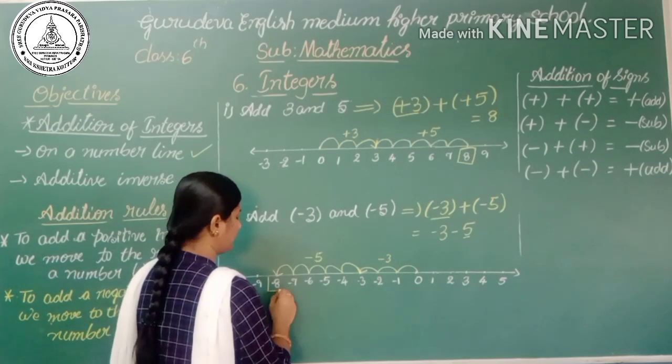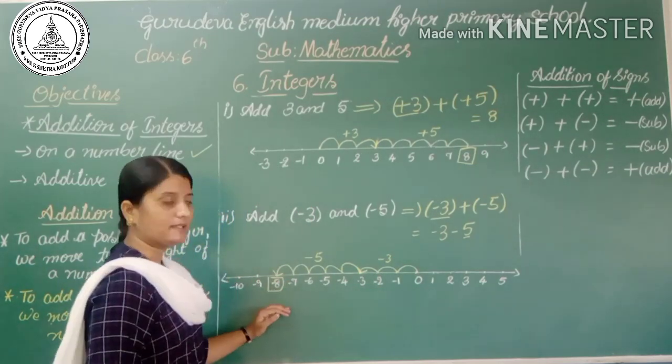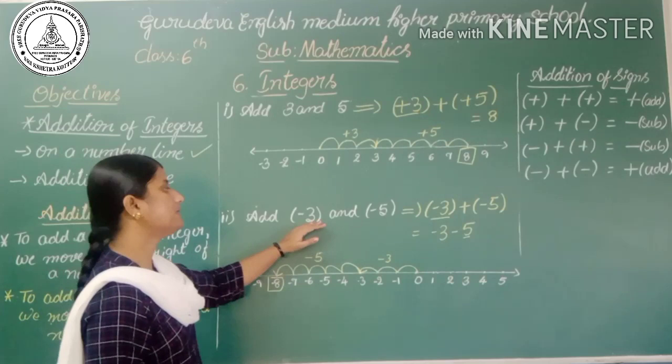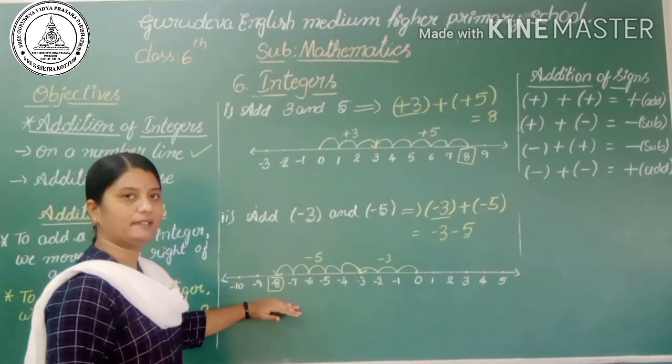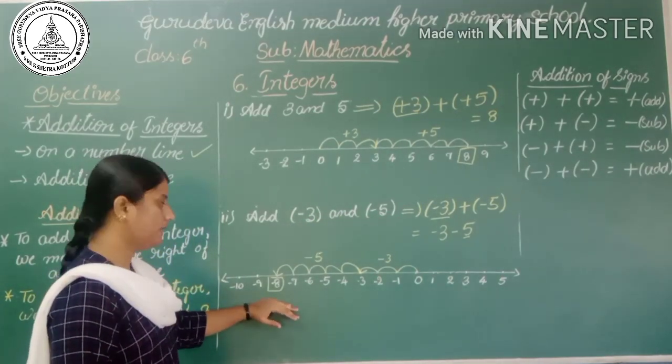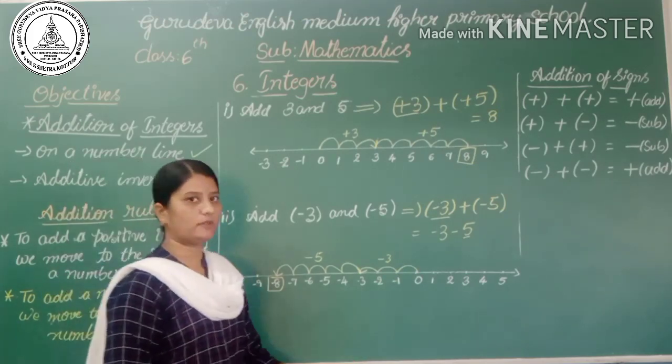What is the sum here? That is minus 8. What is the sum of minus 3 and minus 5? That is minus 8. Okay? Then let's see the other two examples.